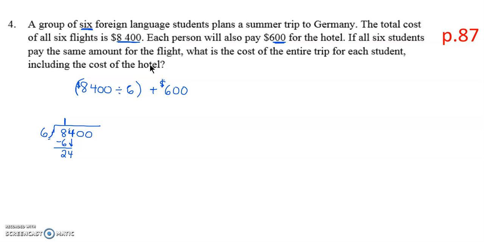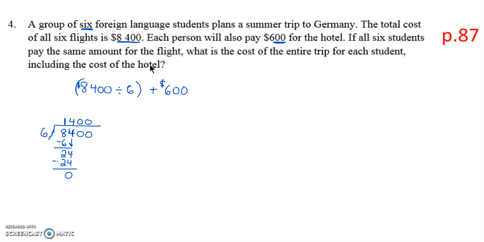6 goes into 24 4 times. 4 times 6 is 24. Subtract, get a 0. Now you can see that I am only going to be bringing down zeros. So at this point, everything is going to be zeros above as well, because if I went through the steps and brought down 0, 6 goes into 0, 0 times, 6 times 0 is 0, and so on.